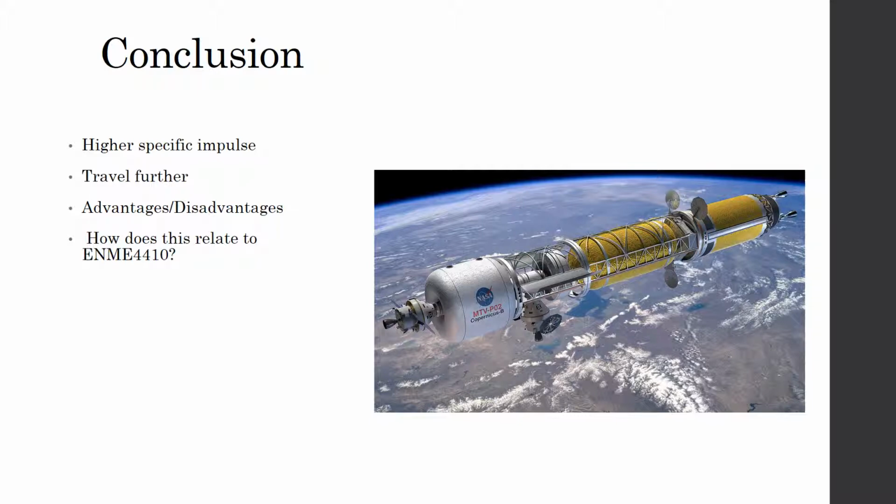And then next, how does this relate to 4410? Throughout the semester, we've talked about different ways of creating energy, and this rocket is essentially using a nuclear reaction to heat up the propellant and send it out the back. It's a really fascinating subject.